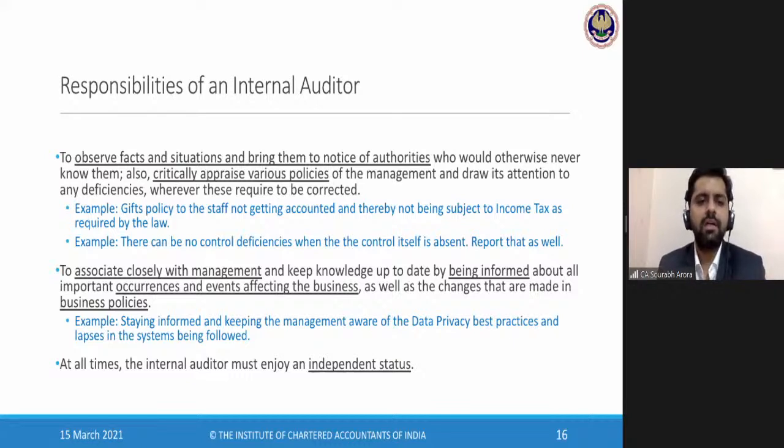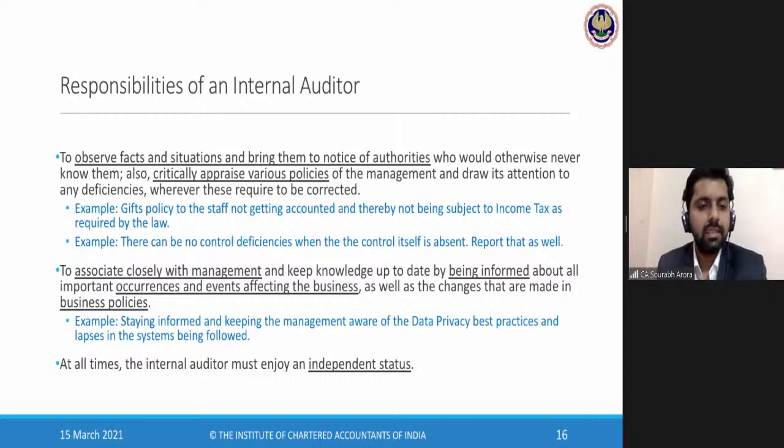So this could be one of the critical appraisals of the gift policy of the management, that it is not in sync with the accounting and the taxation department. The second could be that there can be no control deficiencies when the control itself is absent. Report that as well. Sometimes if some control is utterly deficient, the management tends to say that we do not have any control over that. So don't forget to appraise the management of that control deficiency as well, that it doesn't even exist.